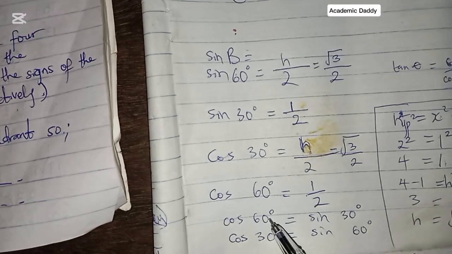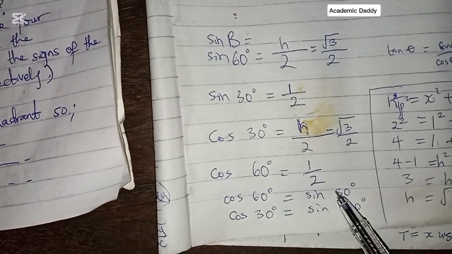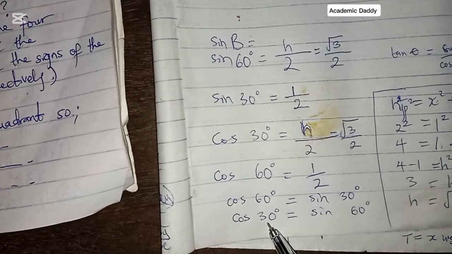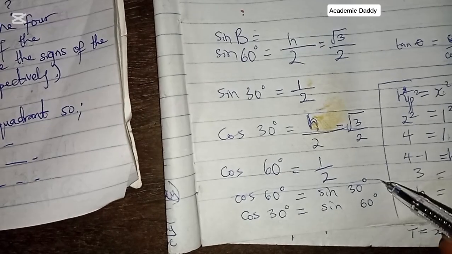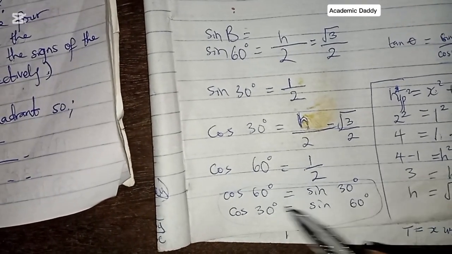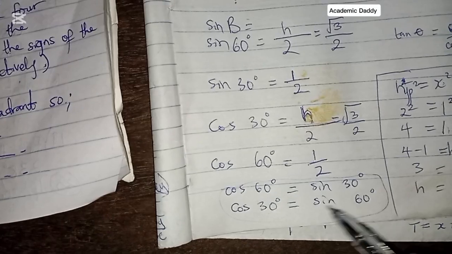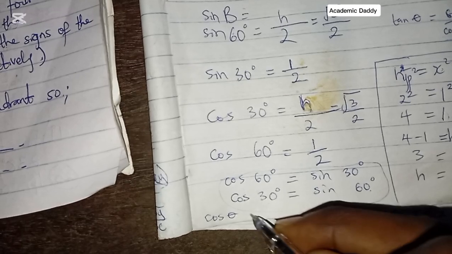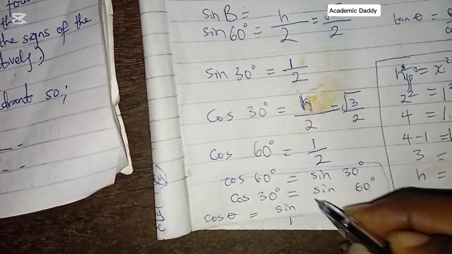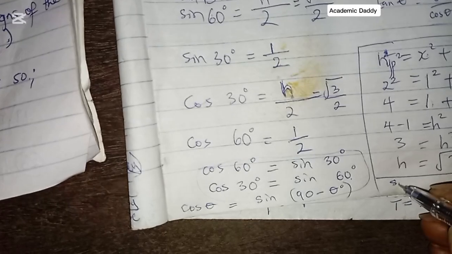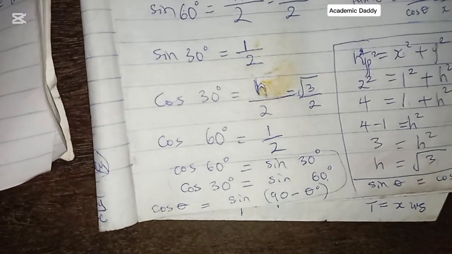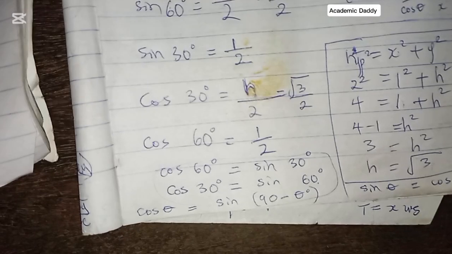So notice that cos 60 is half, sine 30 is half. Now cos 30 is root 3 over 2, and sine 60 is root 3 over 2. And notice that 60 plus 30 in each case gives you 90. 30 plus 60 in each case gives you 90 degrees. That is why we normally say that cos theta is the same thing as saying sine of 90 minus theta degrees. And also, you can say that sine theta is the same thing as saying cos of 90 minus theta degrees.